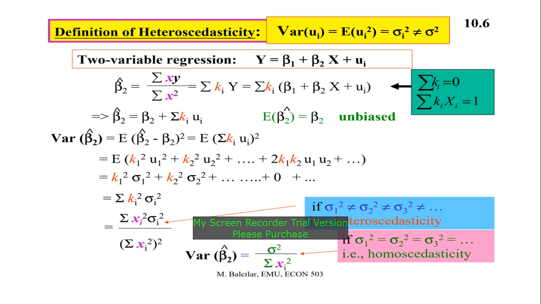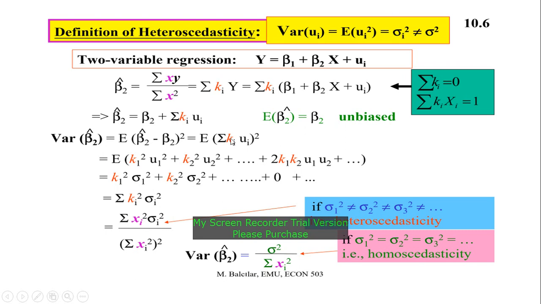So now let's run the expectation through. When I run the expectation through here, I'm going to get summation of ki squared because the square will affect this and that. I'll get summation of ki squared, expectation of ui squared. But what is expectation of ui squared? Expectation of ui squared is equal to sigma squared.